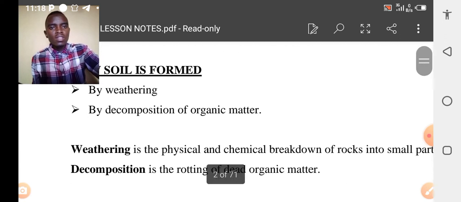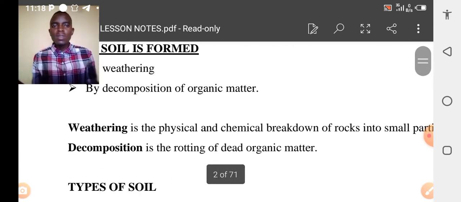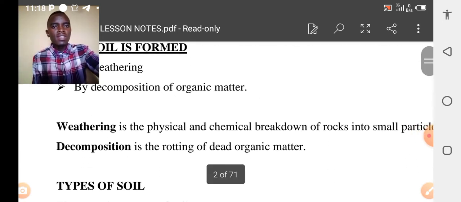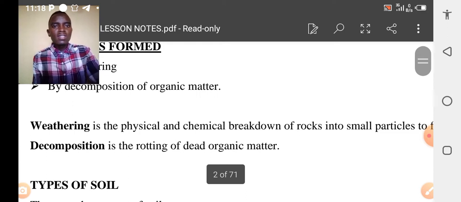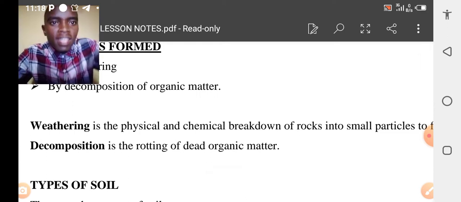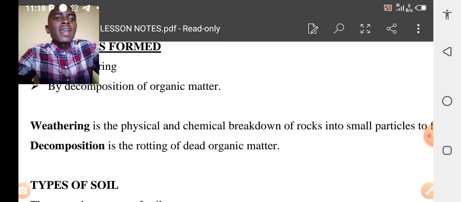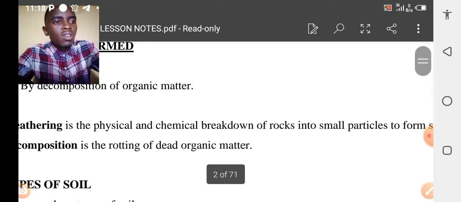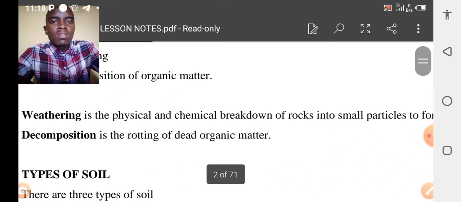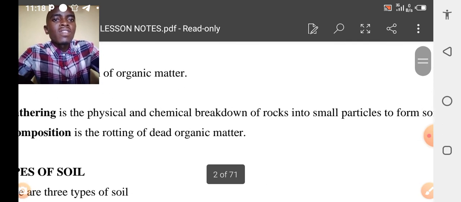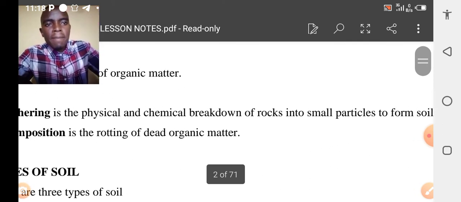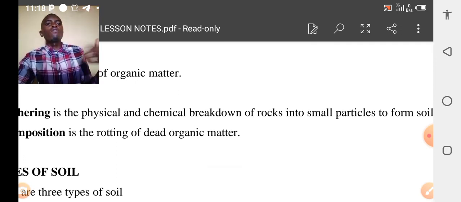We have seen how soil is formed, and now we are going to see weathering. What is weathering? If you listen to the word weathering, what is it? Weathering is the physical and chemical breakdown of rock into small particles to form soil.